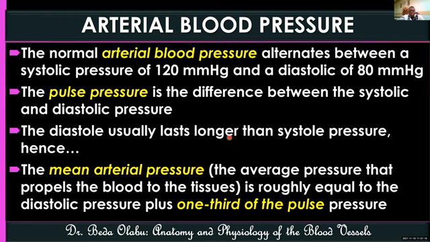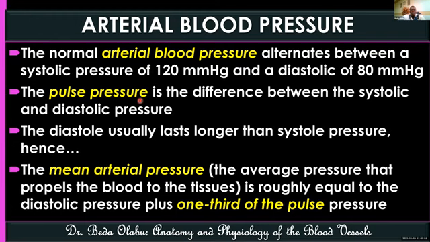If you want to calculate the mean arterial pressure, you take the pulse pressure divided by 3. So that 1/3 of the pulse pressure, you add it to the diastolic pressure. And that will give you the mean arterial pressure. So you can try that one here. 120 minus 80 is 40. That's the pulse pressure.